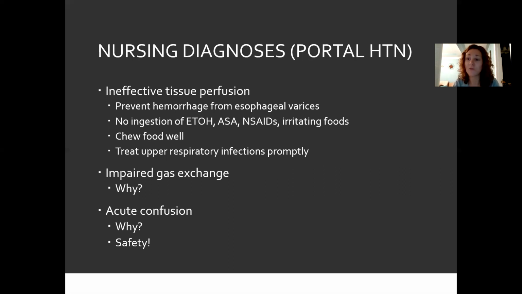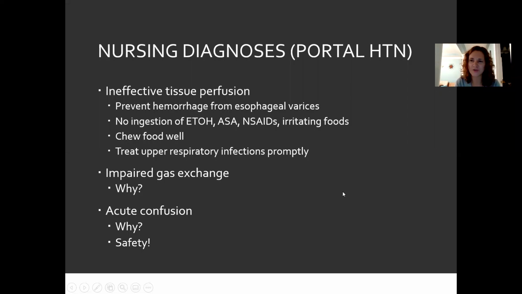They need to chew their food well, especially if they have esophageal varices, because they don't want to irritate them as they're swallowing. And then treat upper respiratory infections promptly. We don't want those to get transmitted into the GI system and cause problems. Why are we going to see impaired gas exchange with portal hypertension? Really think about that. What's going on here?